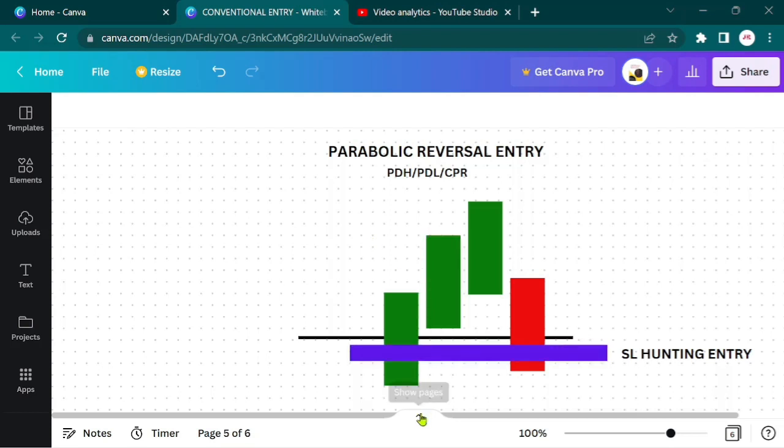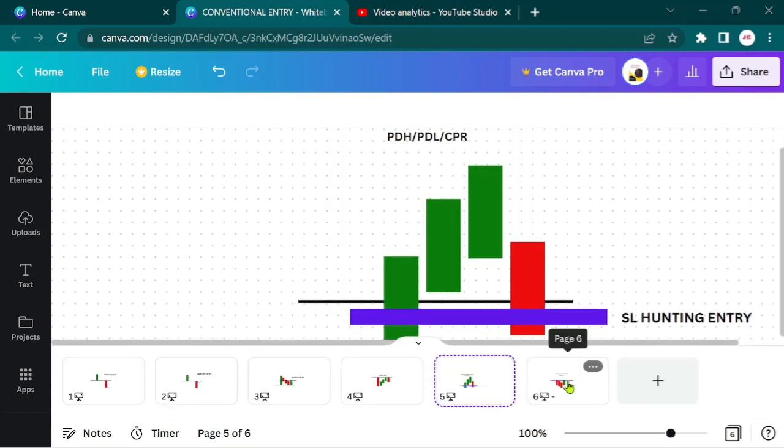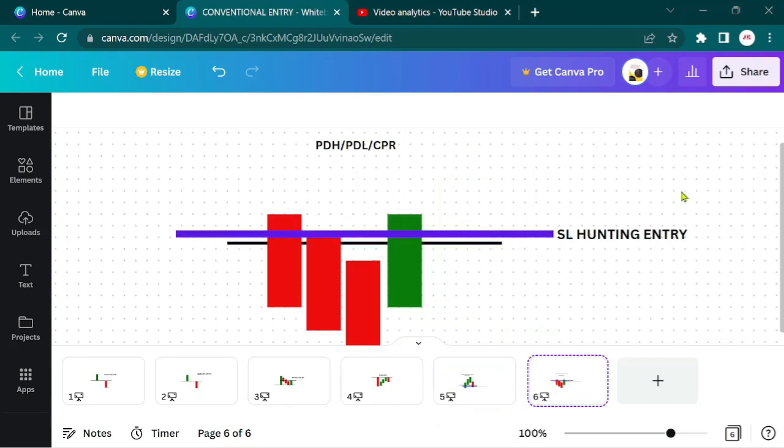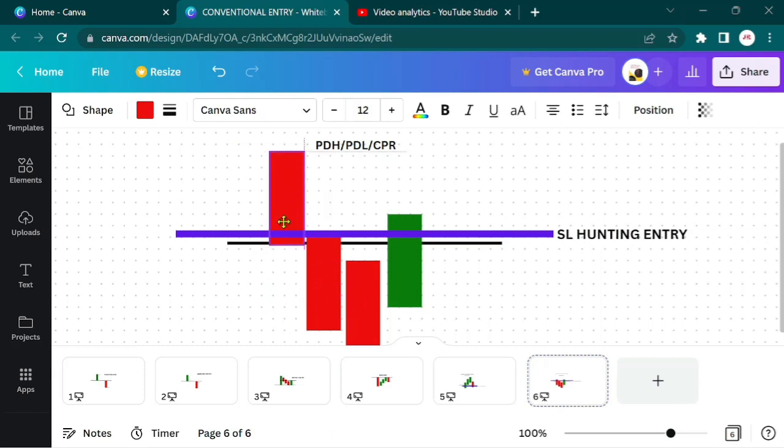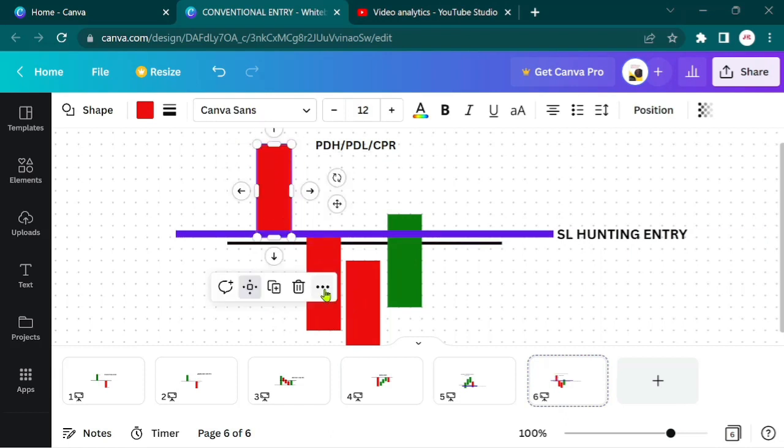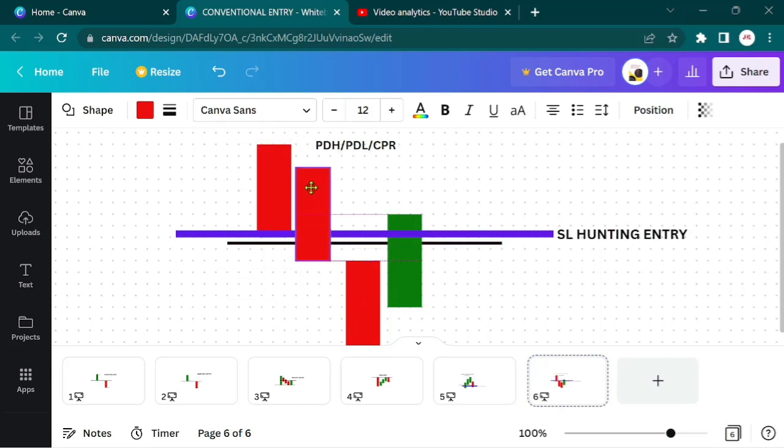Okay, the next, the opposite of this pattern, this happens at the PDL or CPR, previous day low or CPR. Consider this black line as previous day low. Immediately a parabolical move happens here. Parabolical move means it can happen below the line or it can happen above the line also. I will clearly say, see, like that. Parabolical move can happen like this also. It can happen above the line.